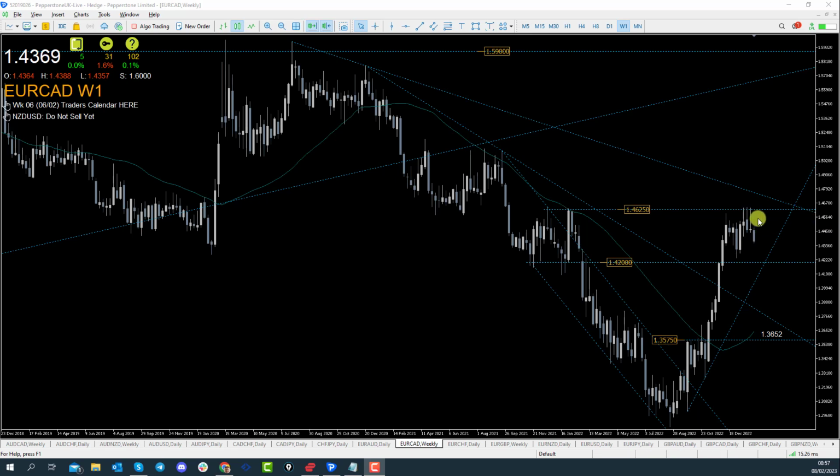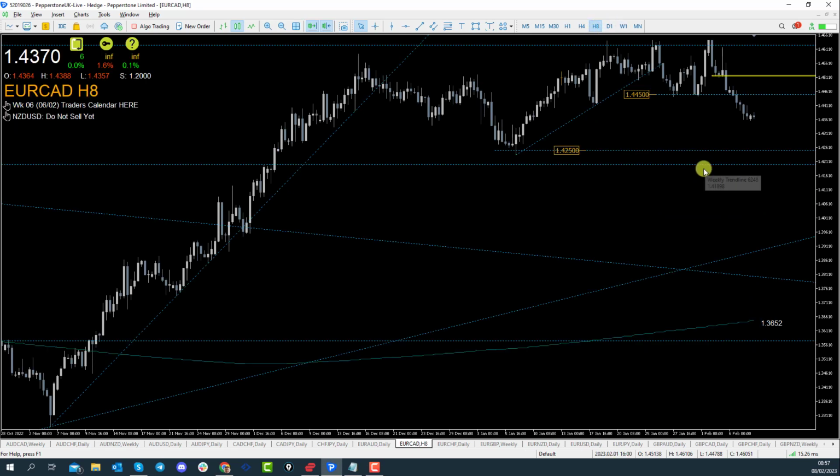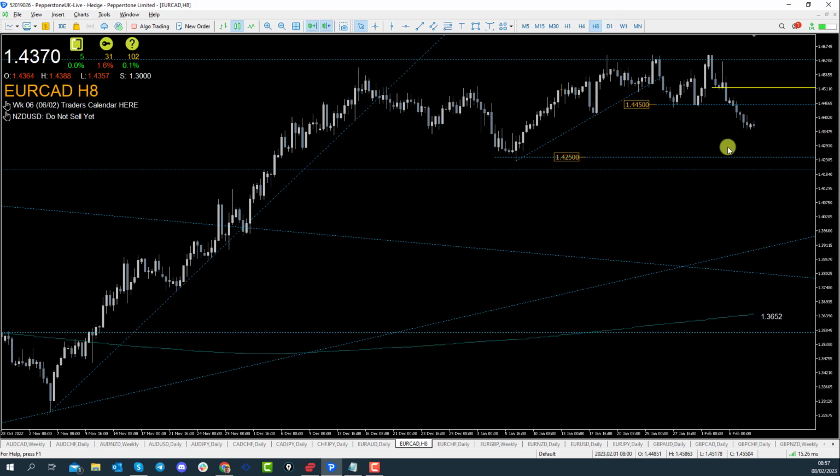However, at the moment, the tables are telling us to look for a bit of downside. So what I did was I went down to the 8-hour time frame. I wanted to see how price was forming on the lower time frames, and what we can see most recently is that we've been in a slight range between that one spot 46.25 handle and the one spot 44.50. Now most recently we've traded outside of that range.